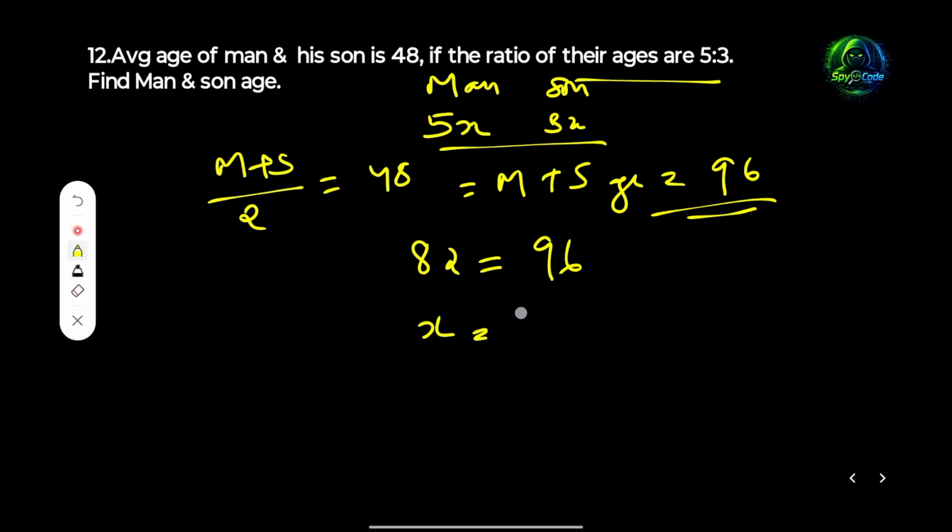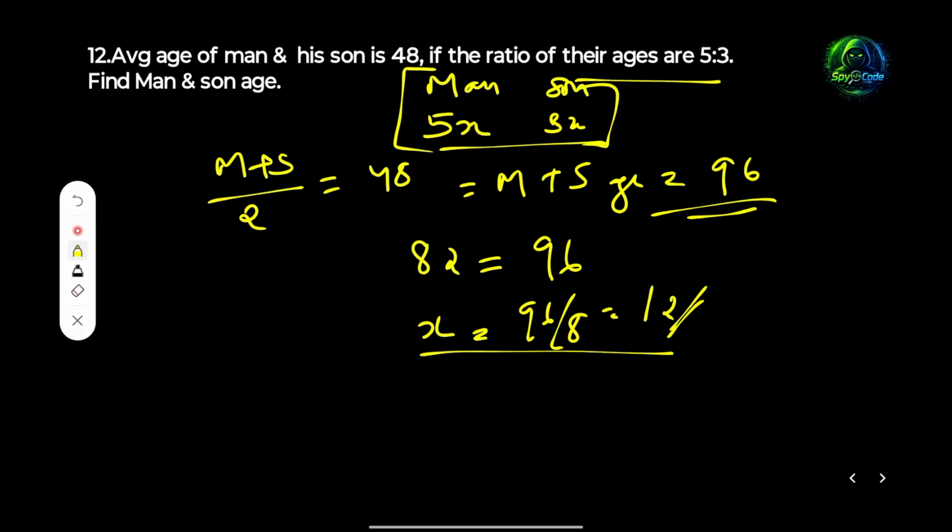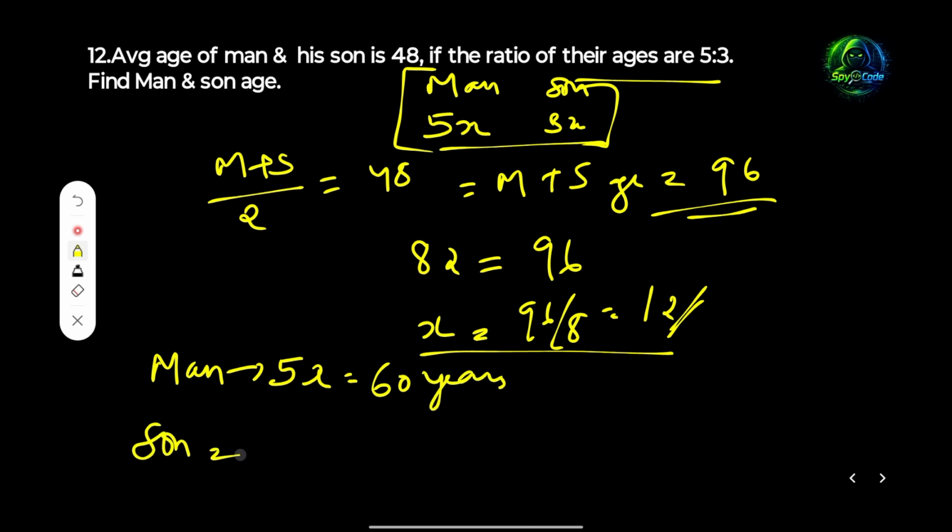So upon solving this, 96 by 8, the x value is 12. So we need to solve this x value in here. Okay. So for the man age, 5x. Okay. 12 fives are 60. He is 60 years old. And son, 3x. 12 threes are 36. He is 36 years old.